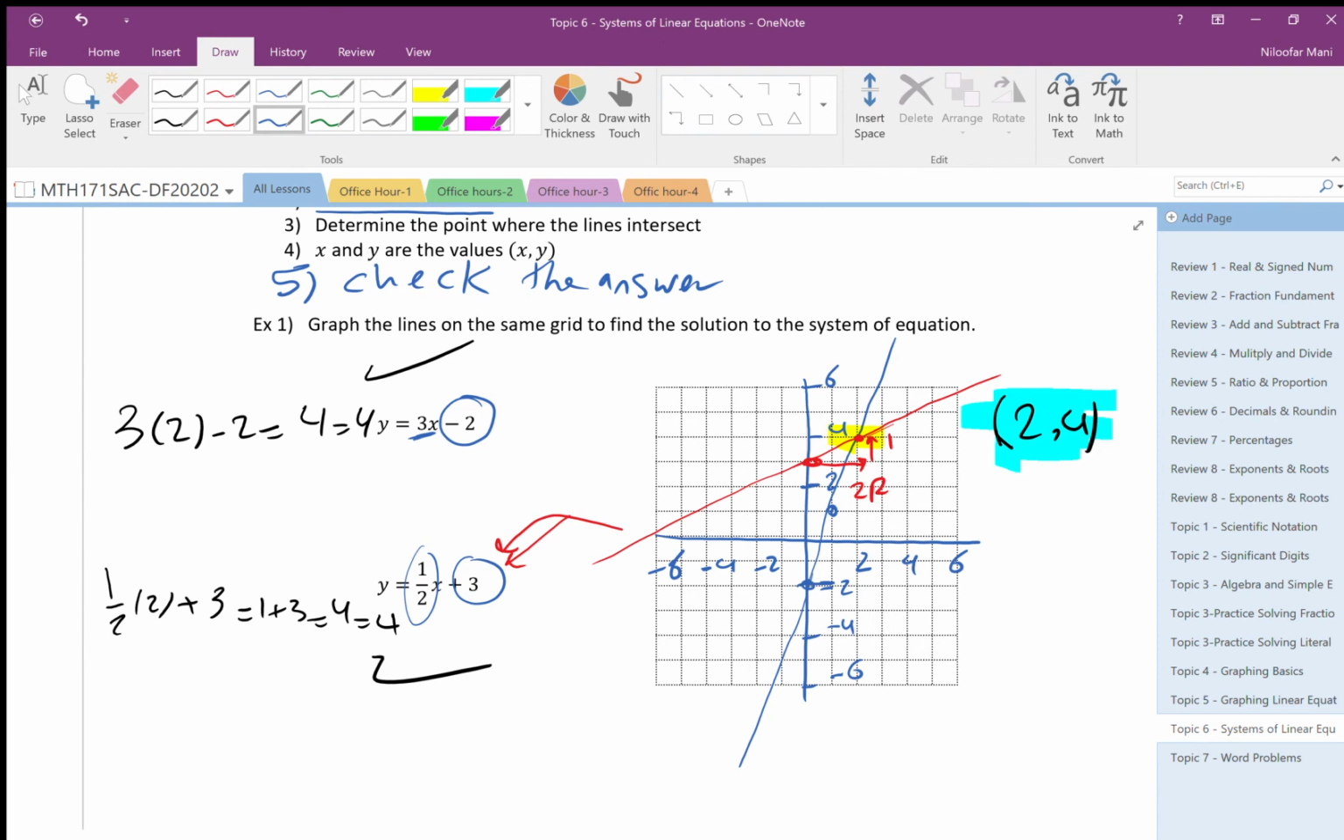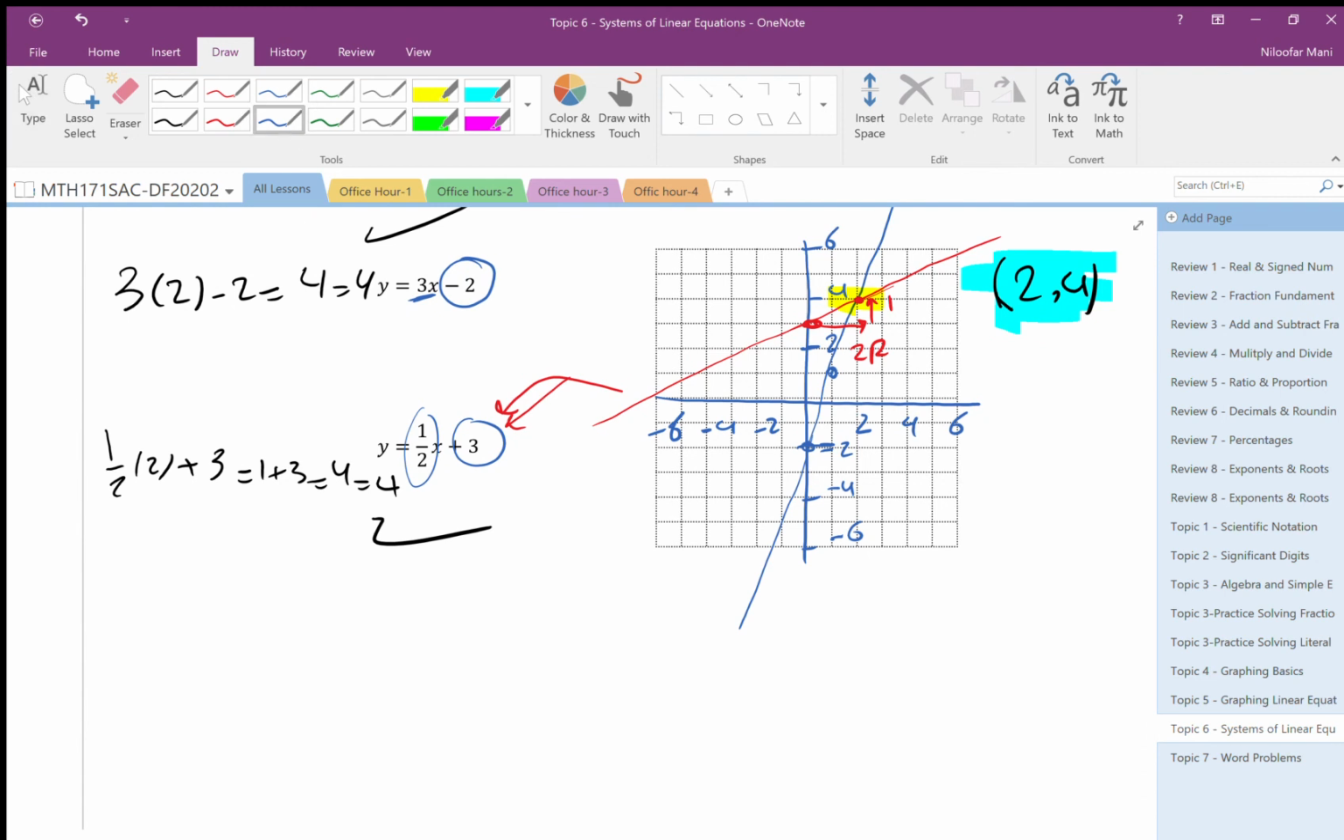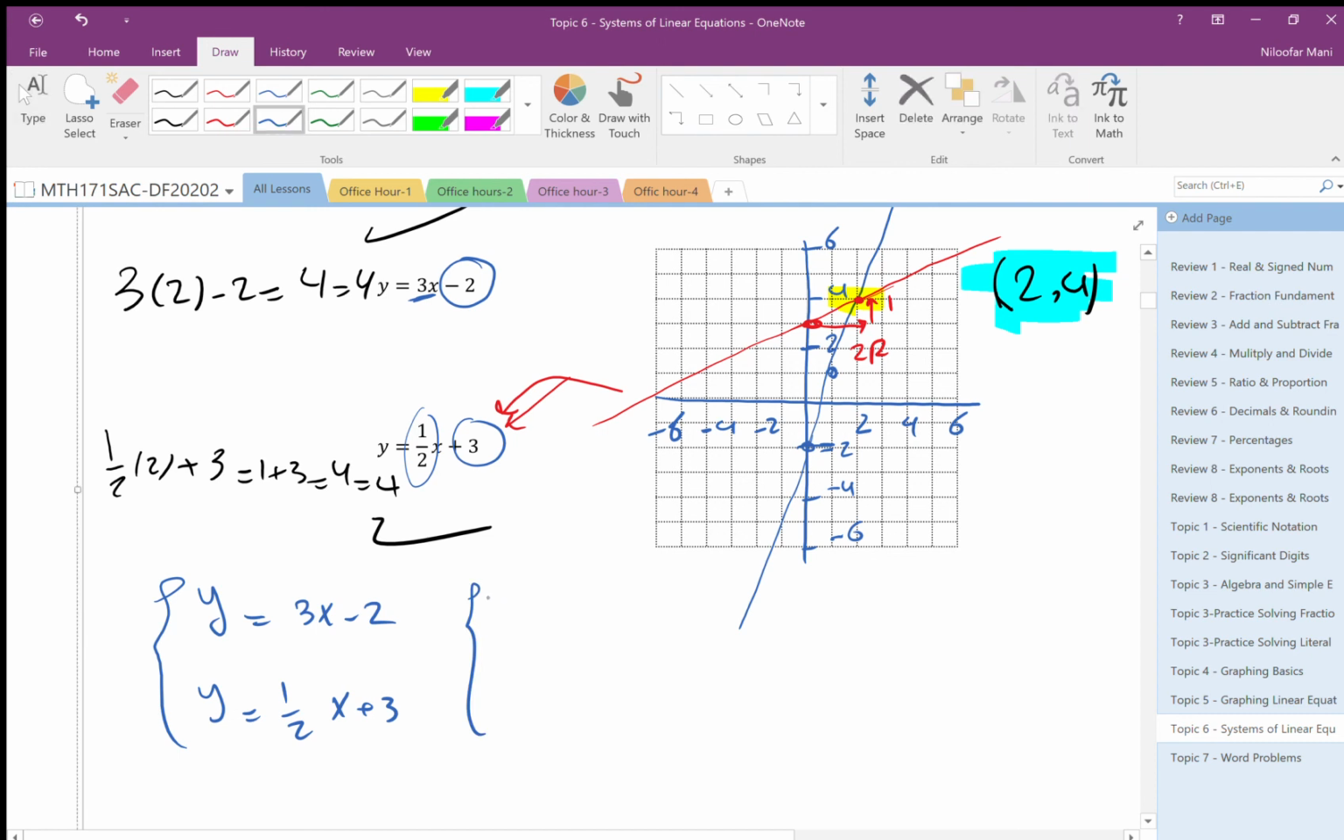I check my point of intersection in both lines, and I see, oh, that's the solution. So this system of linear equations, if I show it this way, for example, y equals 3x minus 2, y equals 1/2 x plus 3, or in a more general case, we usually show it this way: minus 3x plus y equals minus 2 and minus 1/2 x plus y equals 3.